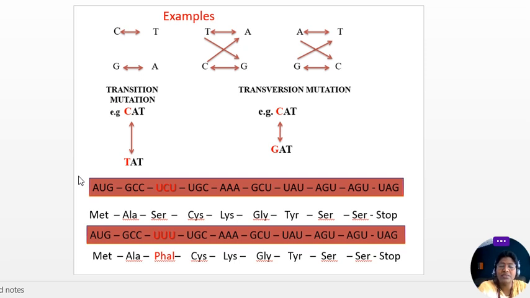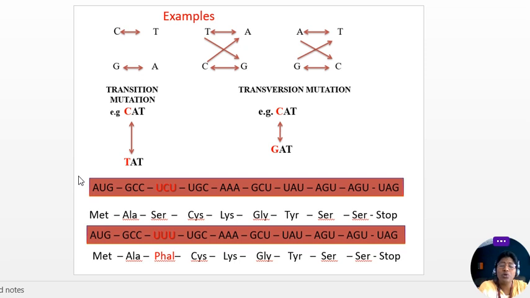Another example is CAT, in which the C is replaced by the G. C is cytosine, a pyrimidine nucleotide, whereas G is guanine, a purine nucleotide. Here the pyrimidine nucleotide is replaced by a purine nucleotide. So this is one example of a transversion mutation.